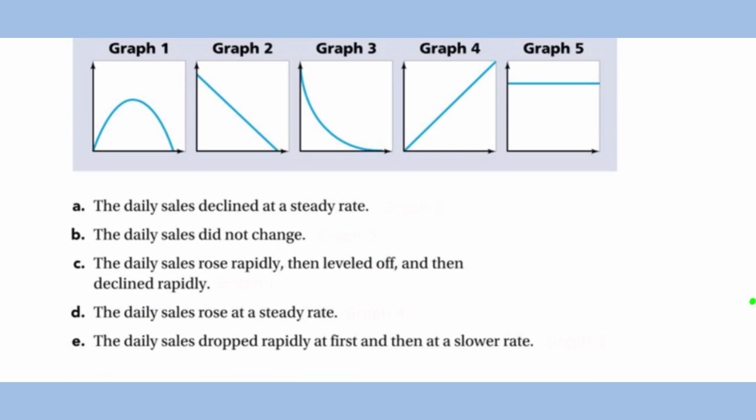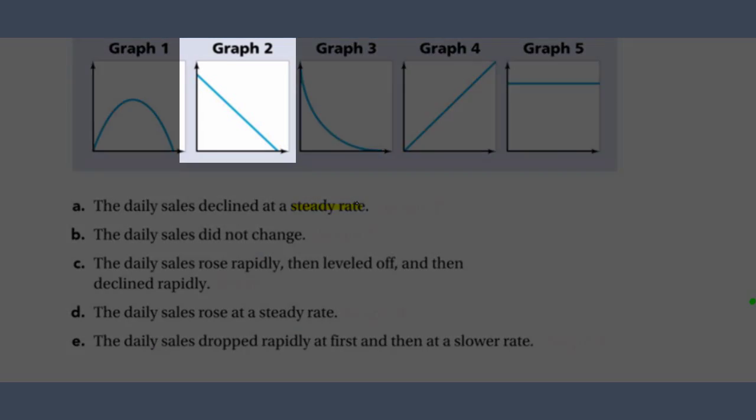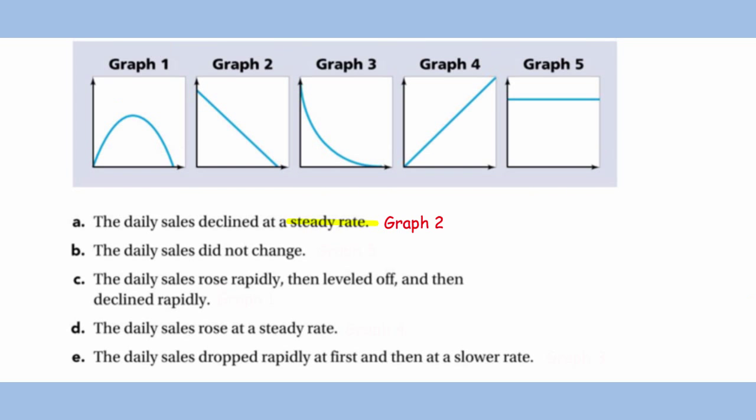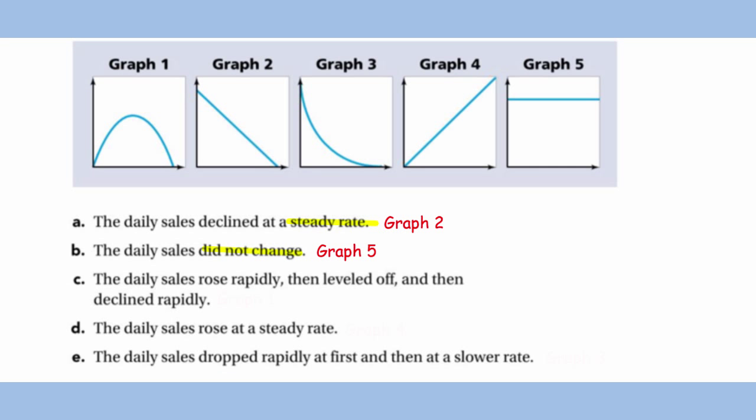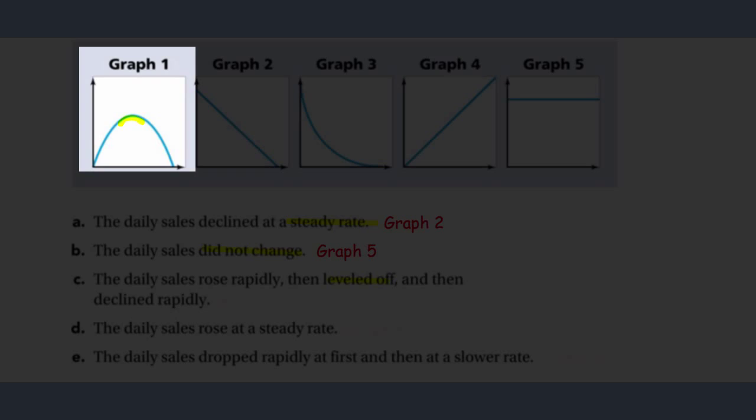Question A says the daily sales decline at a steady rate. The words steady rate are really important, which will refer to Graph 2. B. The daily sales did not change. Now when something did not change, the line will be going across, which will be Graph 5 as you can tell. C. The daily sales rose rapidly, then level off, and then decline rapidly. The level off only shows on Graph 1, so the answer will be Graph 1.